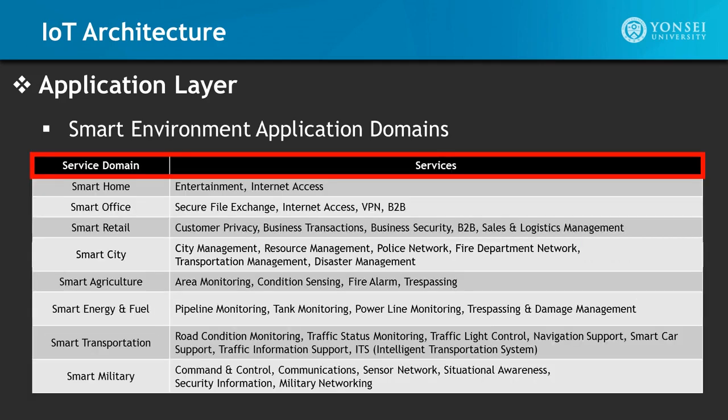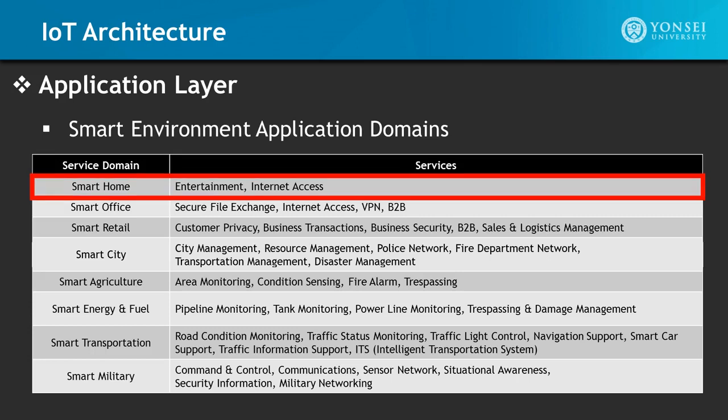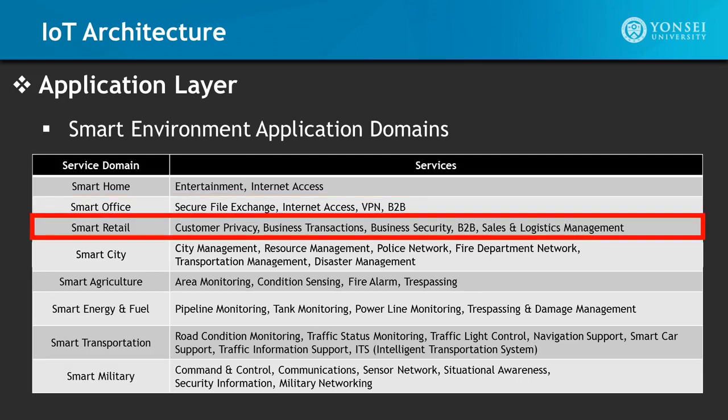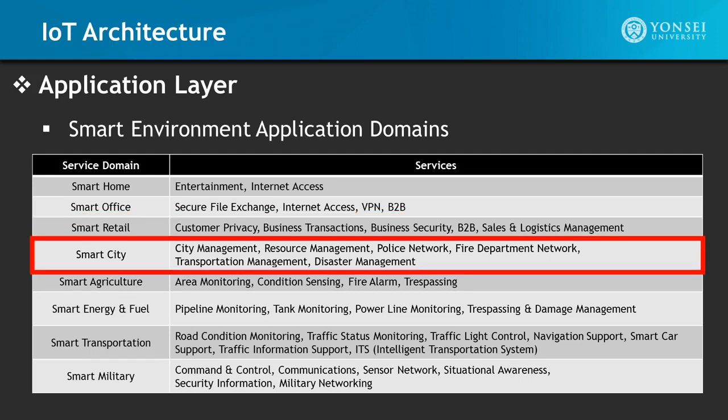In this table, you can see the application domains and how they are used. Their service domain and services. From smart home, that's supporting entertainment, internet access, to smart office, that's providing secure file exchange, internet access, virtual private networking, and business to business, B2B services. Smart retail, which supports customer privacy, business transactions, business security, also business to business transactions, B2B transactions, sales and logistics management. There's also smart city: city management, resource management, police network, fire department network, transportation management, disaster management.